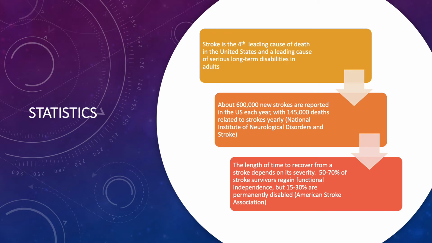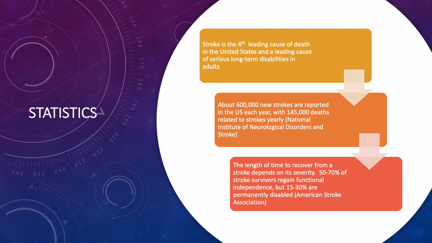So, stroke is the fourth leading cause of death in the United States. It's a leading cause of serious long-term disability in adults. About 600,000 cases of stroke happen every year. About 140,000 deaths related to strokes happen yearly. So that's quite a significant number of people who have strokes die from them.